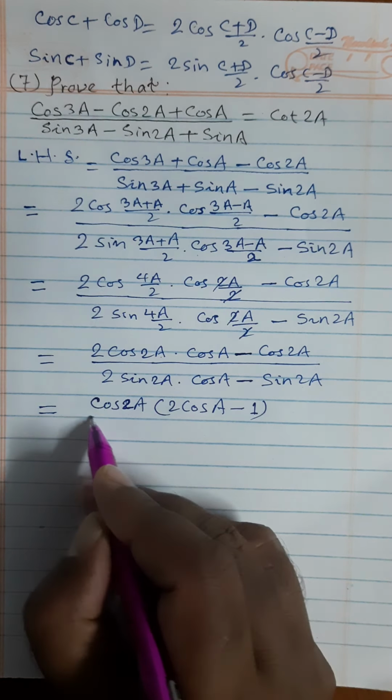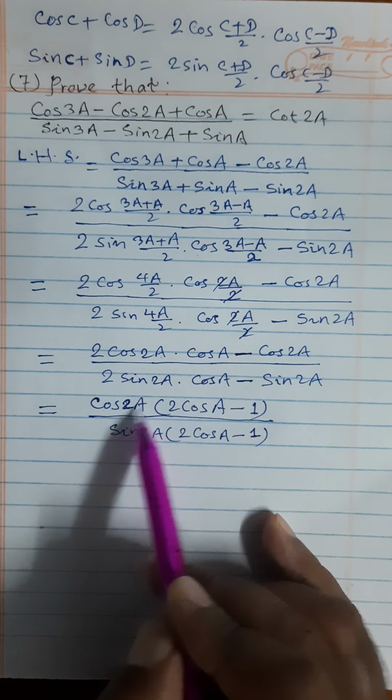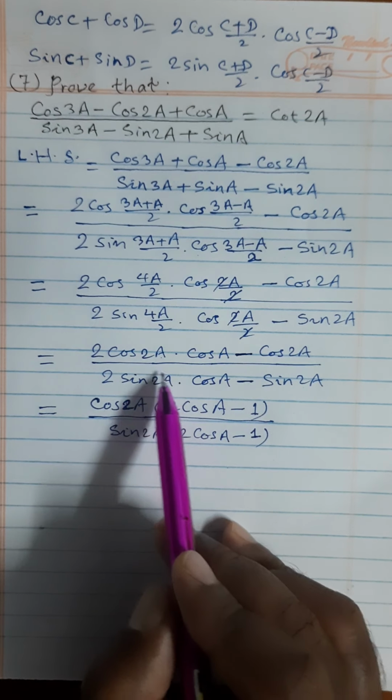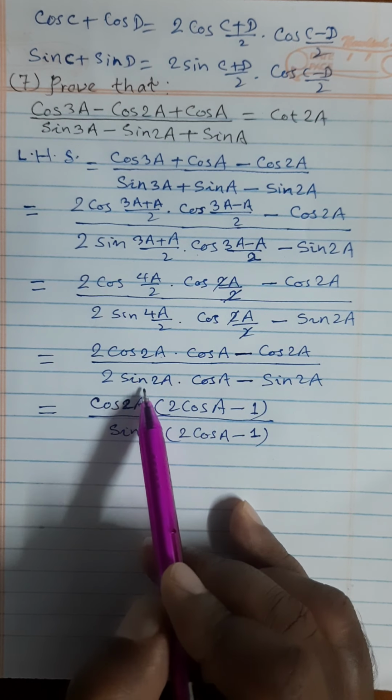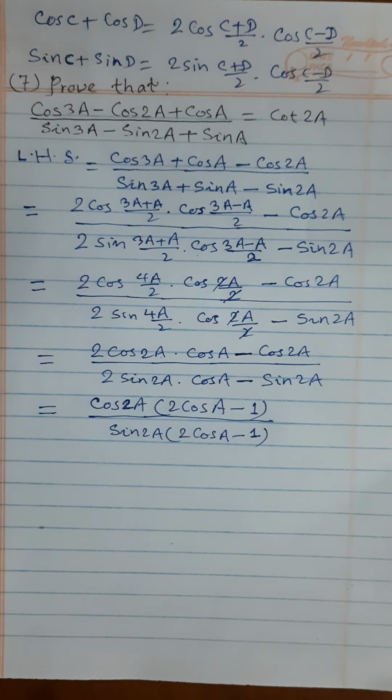And from this 2 also we can take out sin 2a common. Here is 2 cos a minus 1 times sin 2a. After taking out cos 2a common, here remains 2 cos a minus 1, because cos 2a divides this one time, 1 remains here. Sin 2a is common from this, sin 2a times 2 cos a minus 1, then sin 2a divides this one time, so 1 is here.